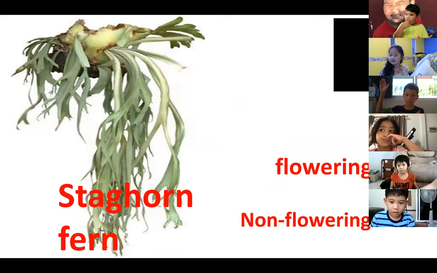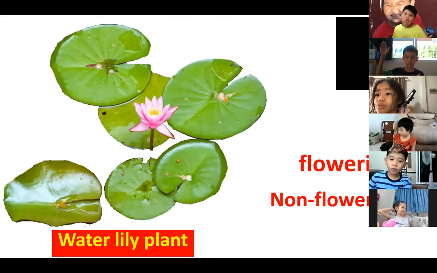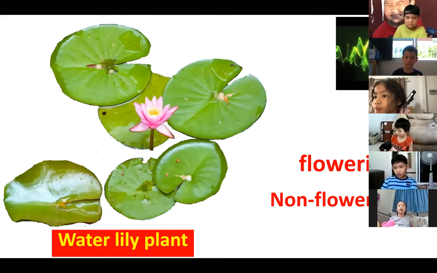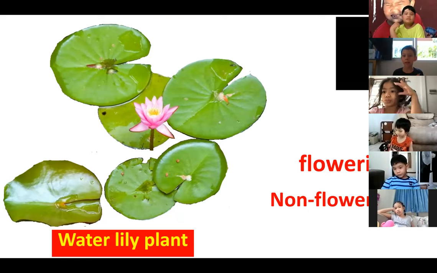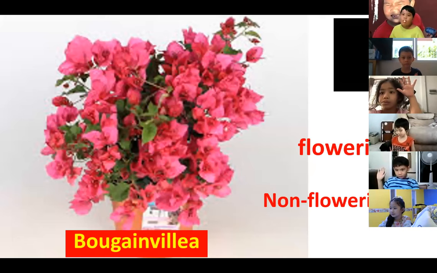Next plant here is, wait, my mouse, where are you going? 5, 4, 3. Right, the next flower is this one. Okay, I want Ellen. 5, 4, 3, 2, 1. Flowering plant. Great job. Next flower here we have bougainvillea. I want Panachakon.